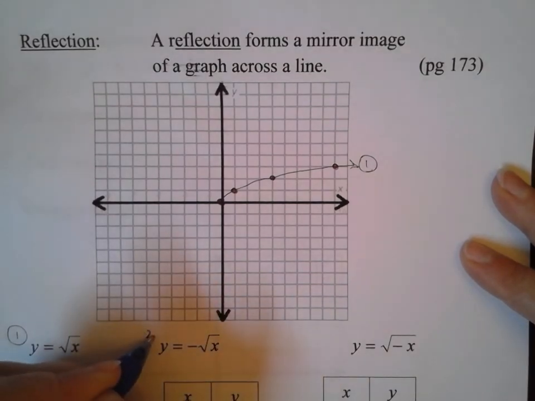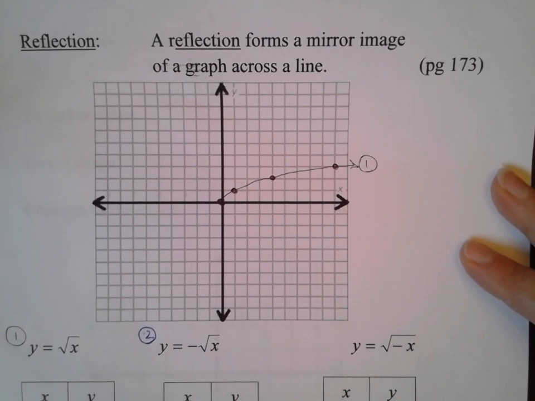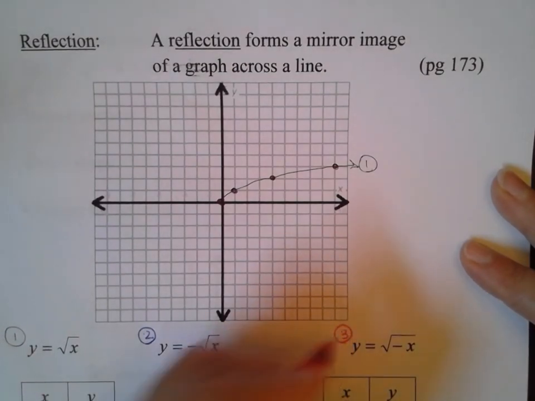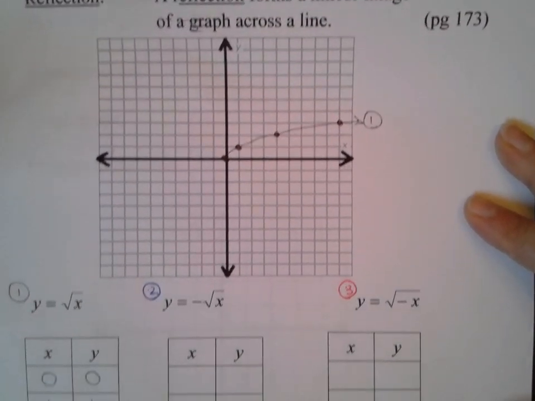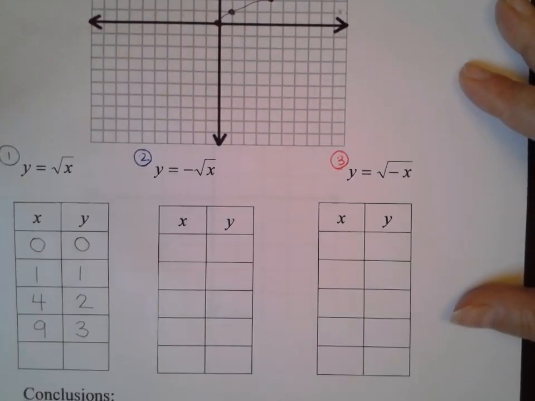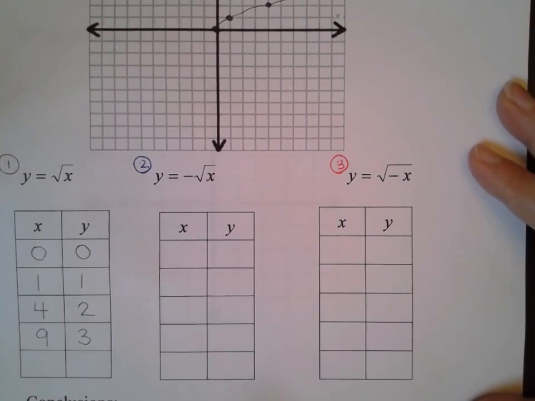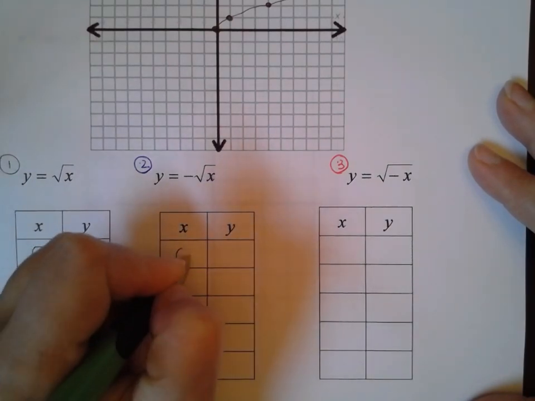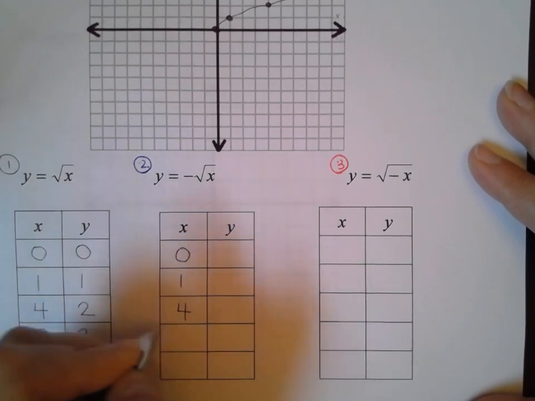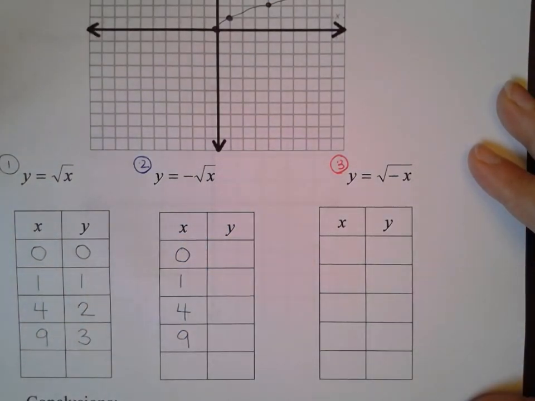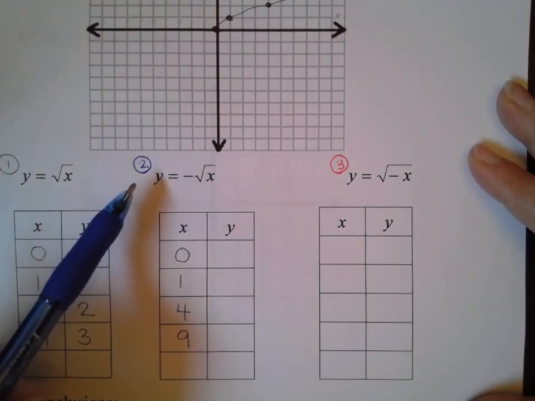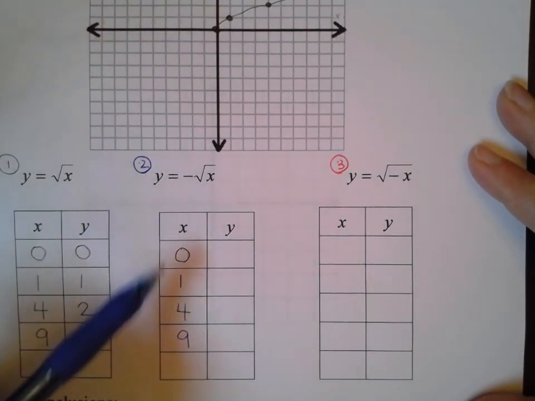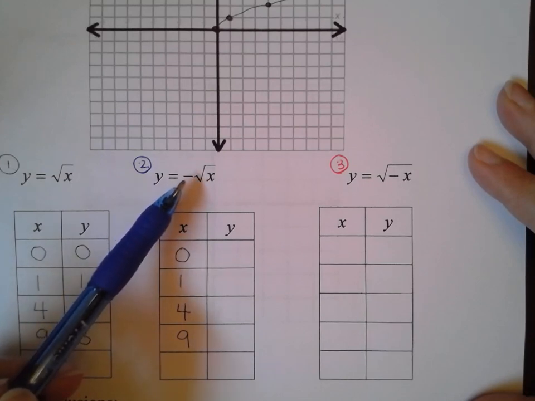What if I put the negative on the outside? What happens? And what if I put the negative on the inside? What happens? Let's start with putting a negative on the outside. We've already sort of said that if I make a change to the outside of the function, I'm going to make a change to the y values. So that means for number 2 here, I can actually use the same x values that I used for my original square root of x graph. I can use those here. What's going to be different for this number 2 is I'm going to take the square root of these numbers and then I'm going to apply the negative.